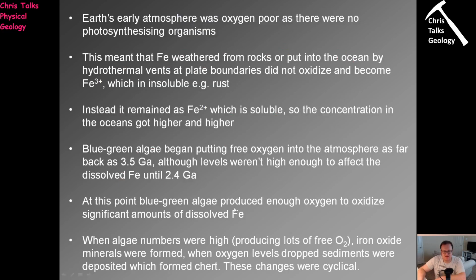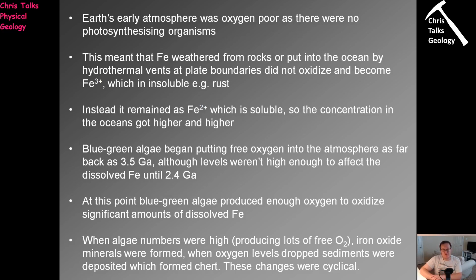Okay, big slide of text, but there's a diagram coming in a second that's going to hopefully make everything a bit clearer. So the Earth's very early atmosphere was oxygen poor. In fact, there was practically no oxygen in it whatsoever. And that's because there were no photosynthesizing organisms. There were no plants. And so that meant there was no oxygen going into the atmosphere. And so the atmosphere was, as I said, oxygen poor.